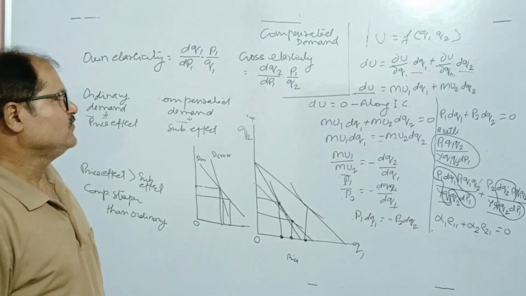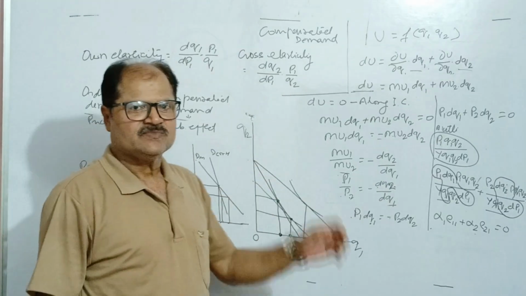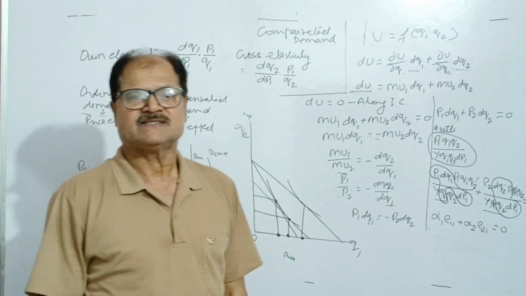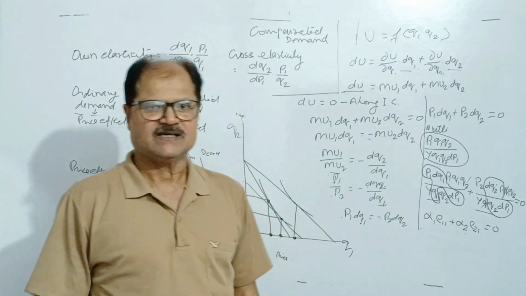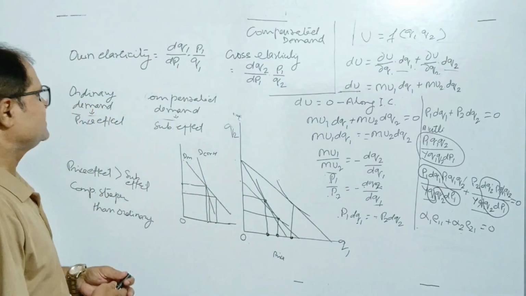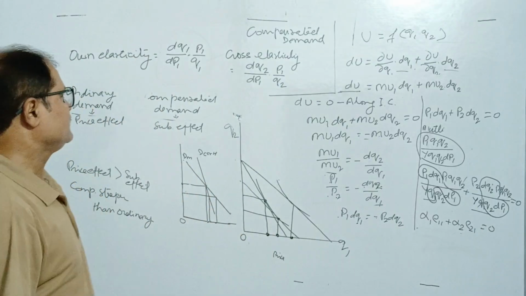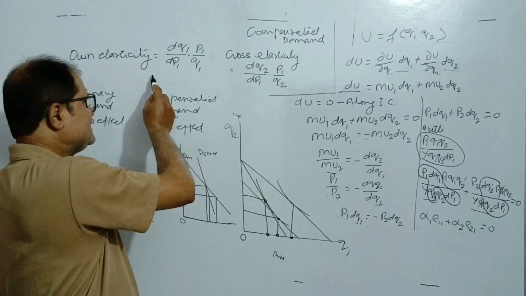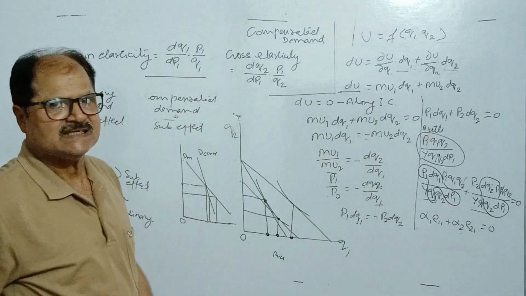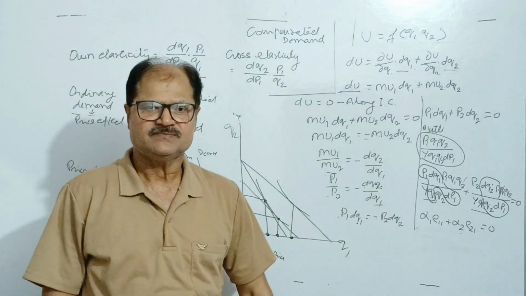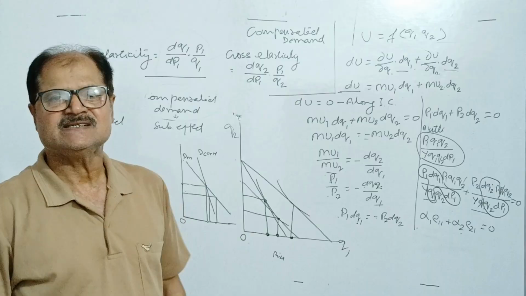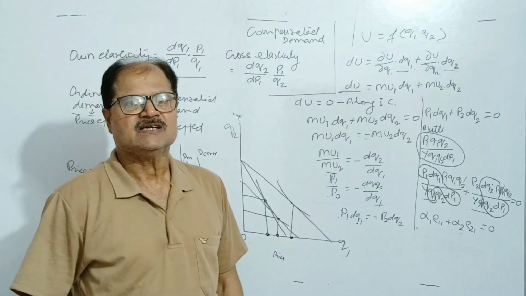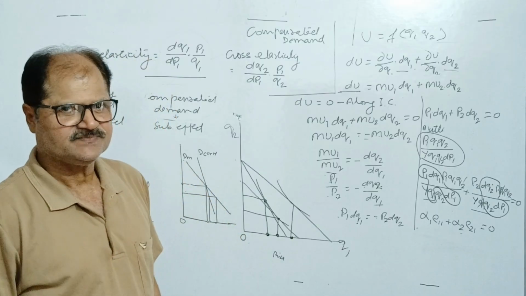In this video, we will study the relationship between cross and own elasticity of a compensated demand curve. Cross elasticity और own elasticity क्या होती है? Definition of own elasticity is percentage change in quantity demanded divided by percentage change in price of the same commodity.